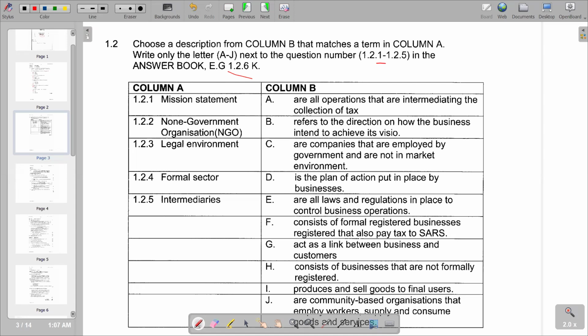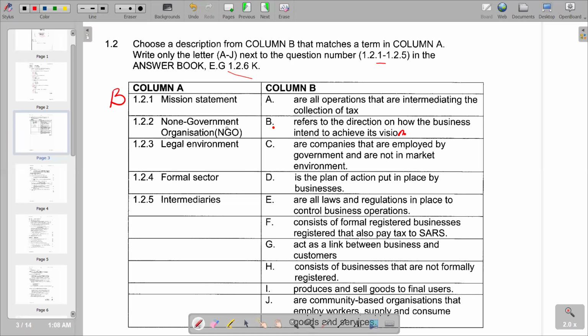We have column A, we have column B, and terms given in column A. The first term that we have is a mission statement. Mission statements describe what line of business a company is in, why it exists, and what purpose it serves. It's a simple and brief description that encompasses the purpose of the company, and it also shows the direction in which the company is going. According to the responses, response B says it refers to the direction on how the business intends to achieve its vision. B is the correct response for 1.2.1.